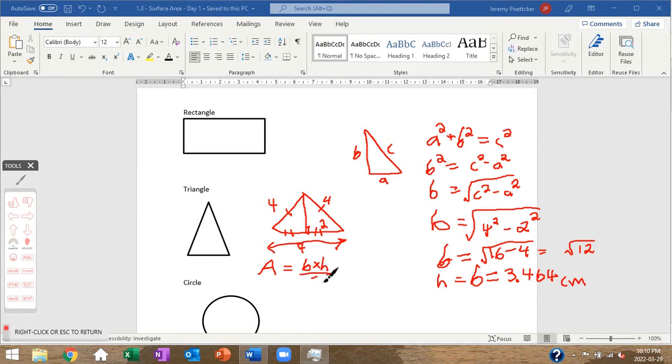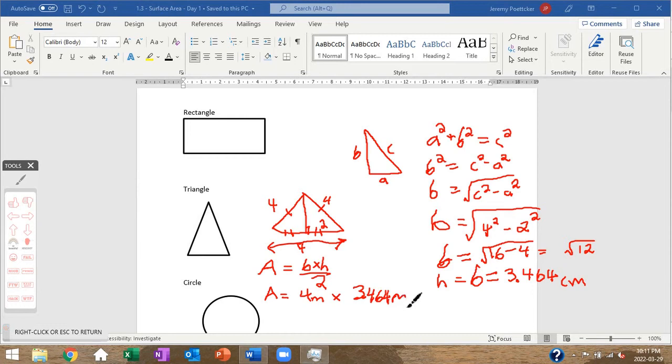Don't get confused with this b and this b. They both refer to different things. This one is in terms of just the triangle stuff, and then this b here is the base. So now I look back and find out, oh, okay, the base of my triangle is 4 centimeters. So area is equal to, or sorry, 4 meters, I guess was this one, 4 meters times 3.464 meters divided by 2.